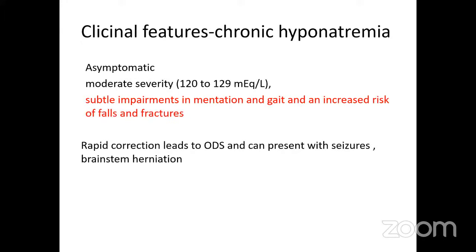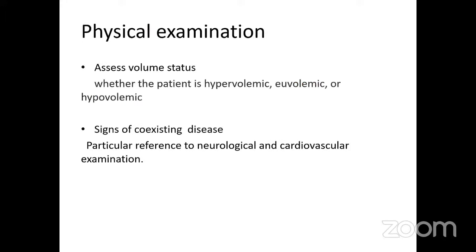They may stay asymptomatic with 120 to 129. The only abnormality may be a little abnormality of gait. So you should be careful again in rapid correction. Physical examination is very, very important. What we try to find out is the volume status of the patient. We should make out whether the patient is fluid overloaded, has normal volume, or has decreased volume. We should also look for signs of coexisting disease, as we said earlier.